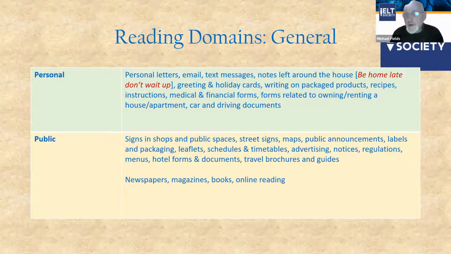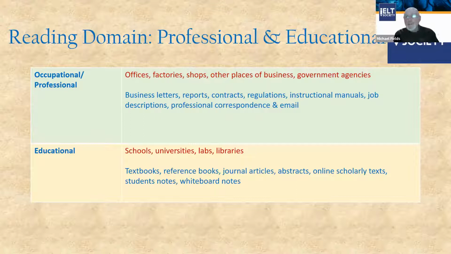So if you want to create reading texts, you might consider any one of these kinds of sources. If we look at professional and educational, where do we find professional or occupational texts? In offices, factories, shops, places of business, government agencies. And we might think of business letters, reports, contracts, regulations, instructional manuals, all these kinds of things, professional correspondence. And of course, most of these are going to be at a much higher level than what we saw before.